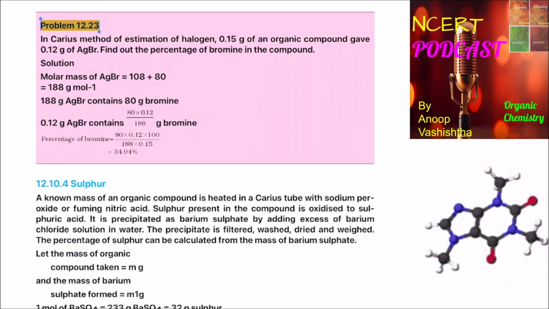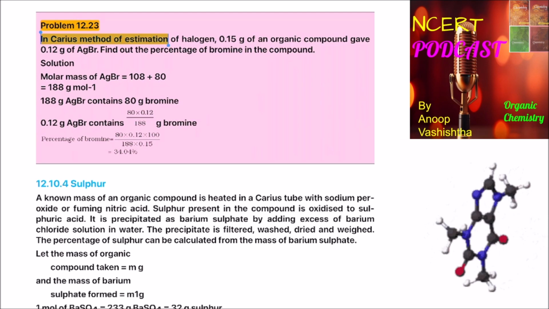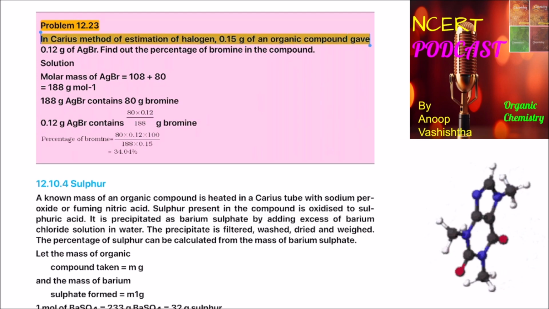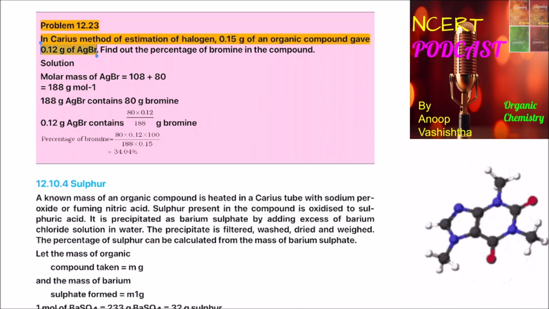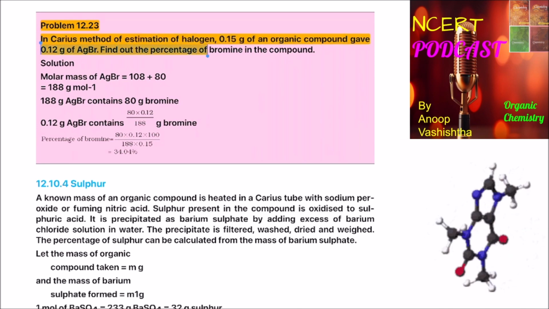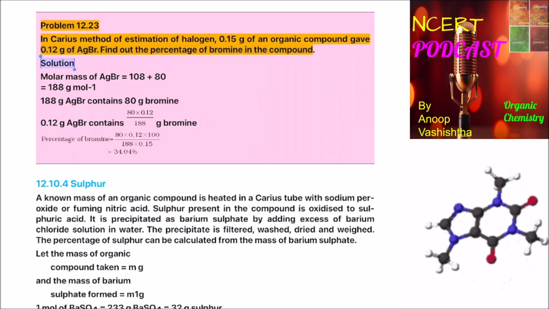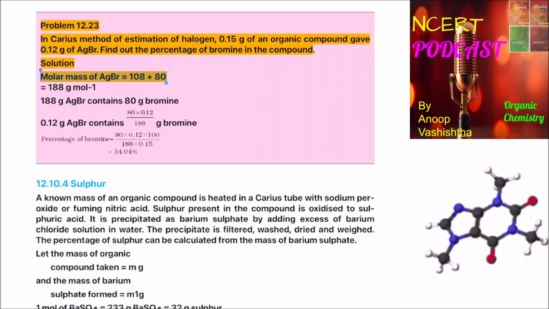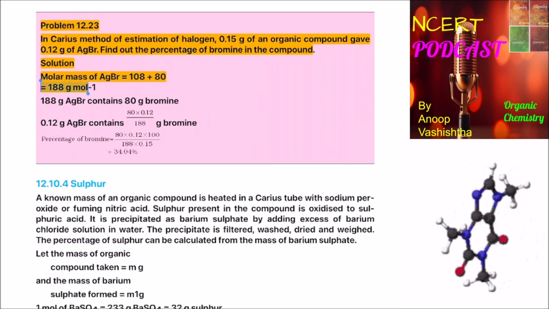Problem 12.23. In Carius method of estimation of halogen, 0.15 gram of an organic compound gave 0.12 gram of AgBr. Find out the percentage of bromine in the compound. Solution: molar mass of AgBr is equal to 108 plus 80 is equal to 188 gram per mole.